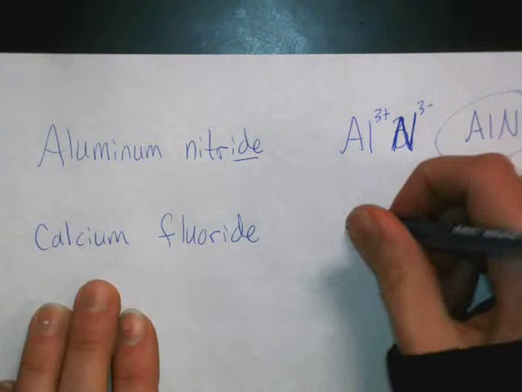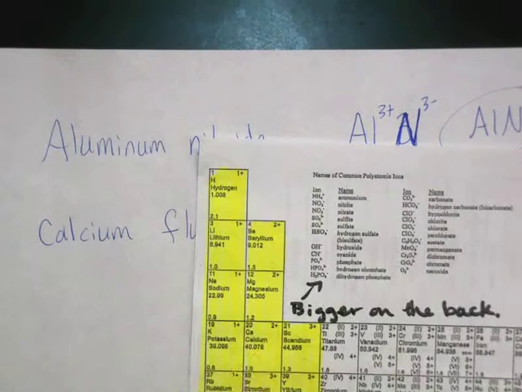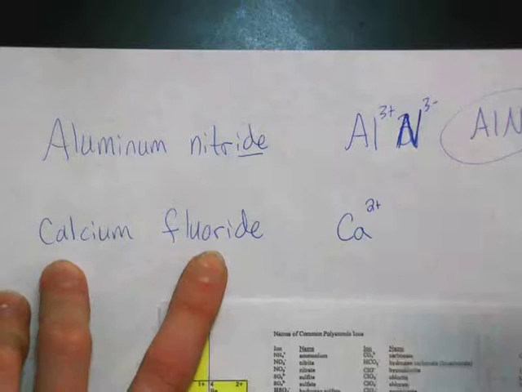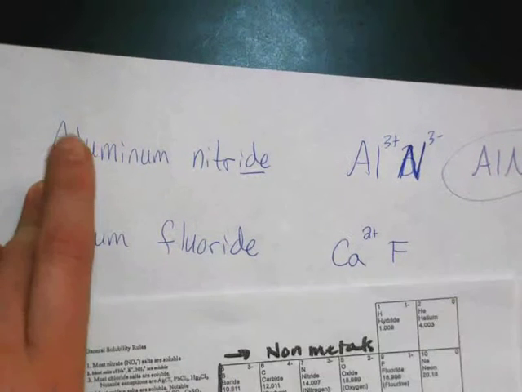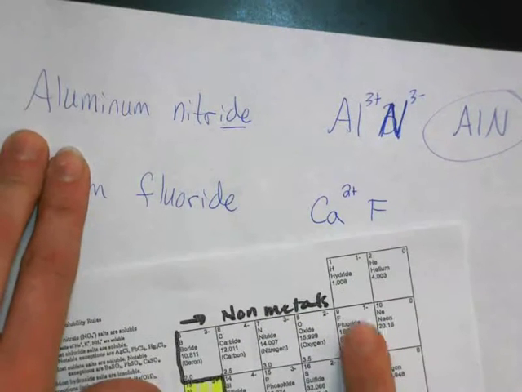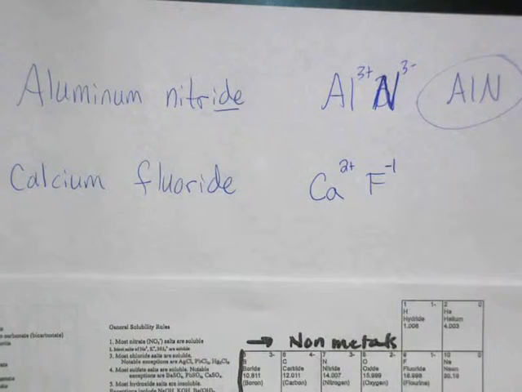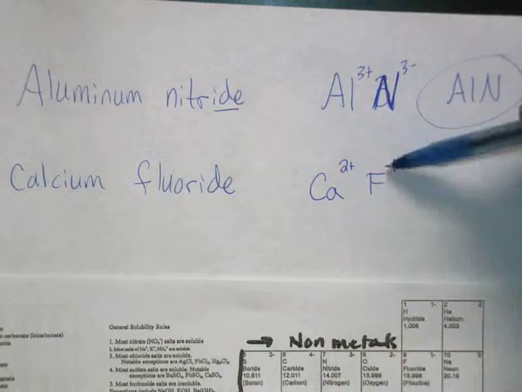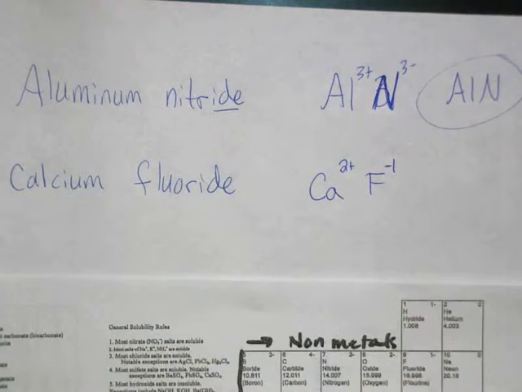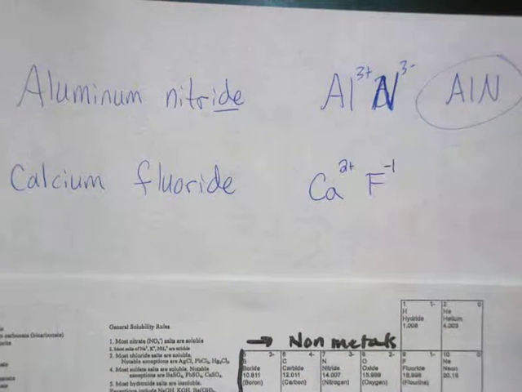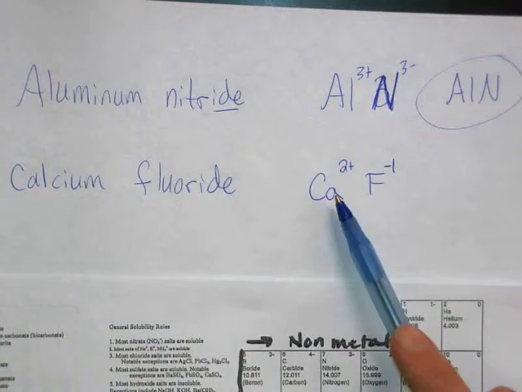If I look at calcium fluoride, calcium is Ca. And if I look on the periodic table, find calcium here, it has a 2 plus charge. Fluoride is F. Find fluoride on the periodic table over here. It's a 1 minus charge. Or minus 1. 1 minus and minus 1, for general chemistry, they mean about the same thing. So you can put the plus in front or afterwards.